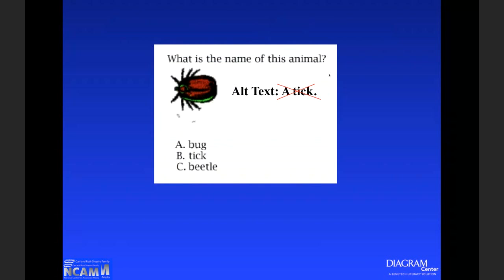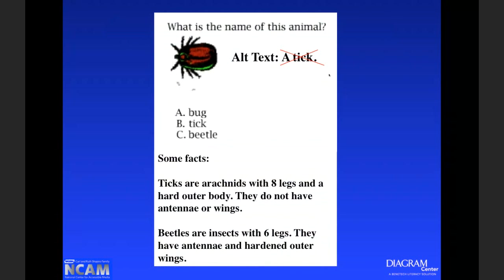However, in an assessment situation, in this particular one, there's a question. What's the name of this animal? Oh, great, says the description writer. I can't call it a tick because that will give away the answer. That's choice B. So now what? Okay, move to your subject matter expertise. What do I know about ticks? How are they different than beetles?